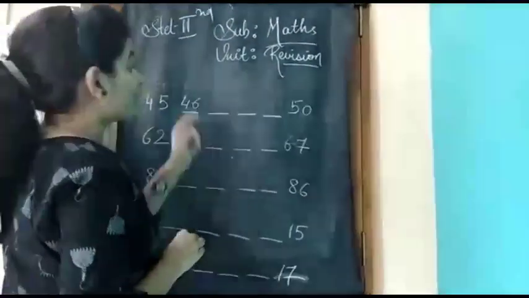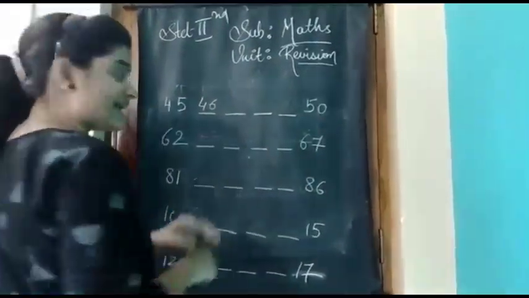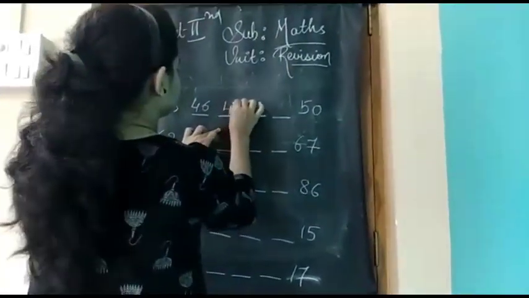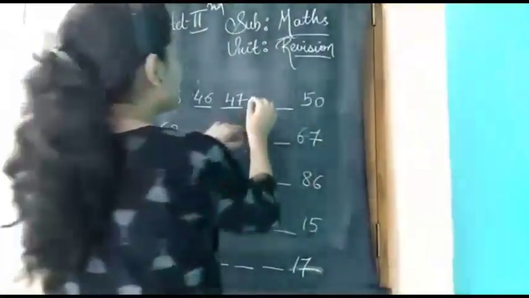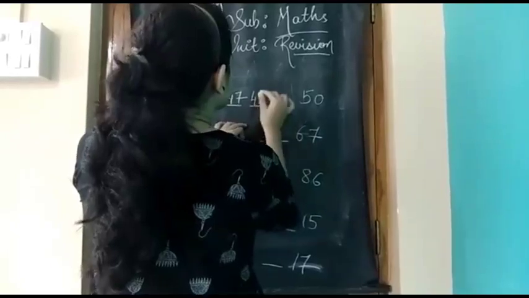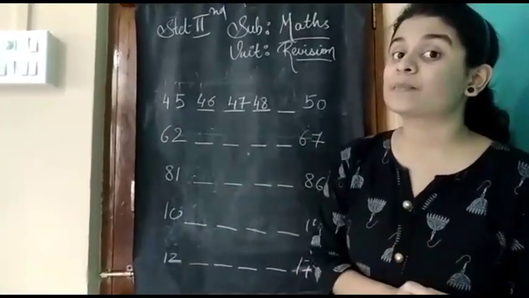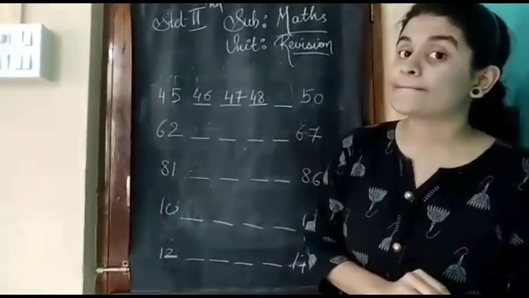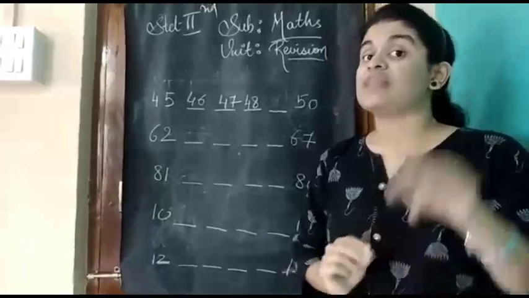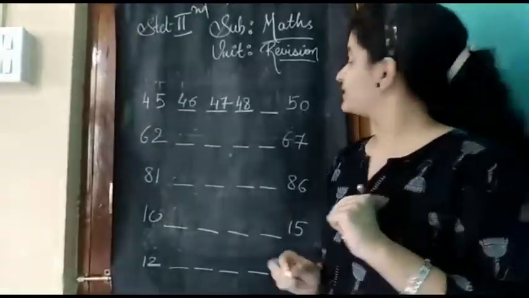Tell me, after 46, which number comes? 47. After 47, 48. And after 48, which number comes? 48 के बाद कौन सा नंबर आता है? Very good. The number that comes after 48 is 49, right?